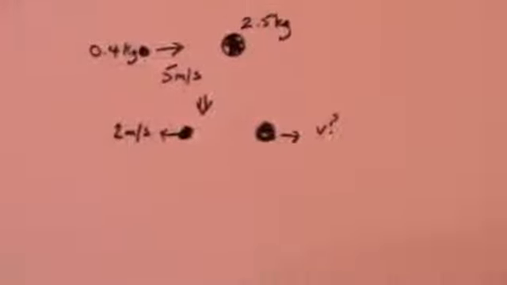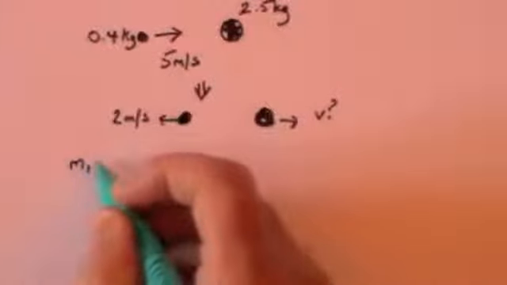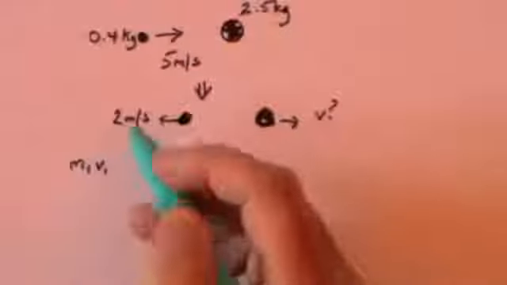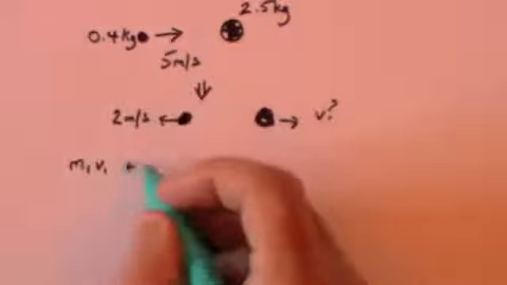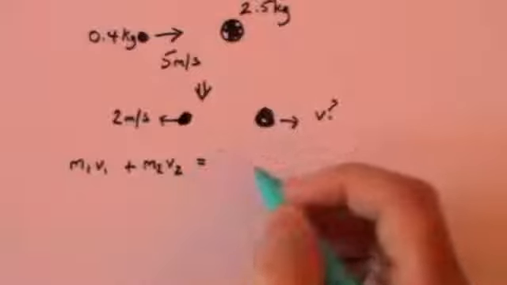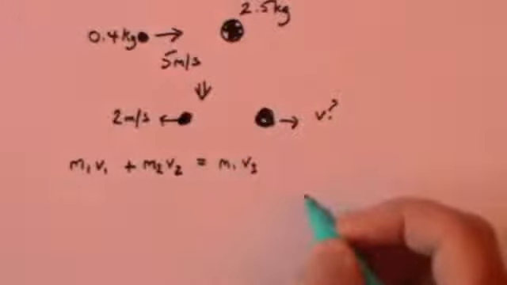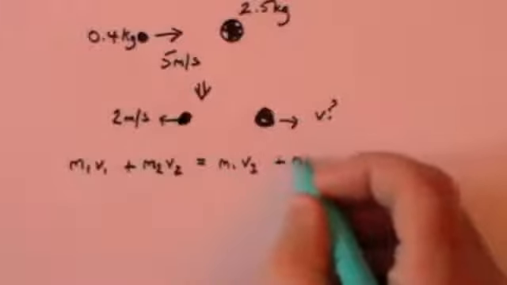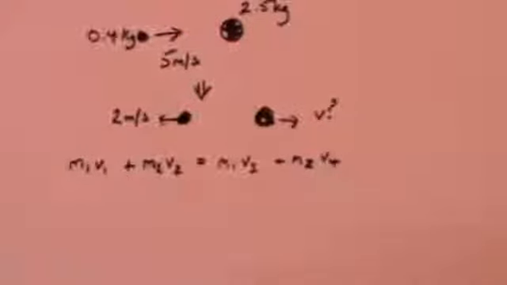Well, we're going to use the conservation of momentum, which says that the momentum before, which is mass 1 times velocity 1, mass of the small ball times its velocity, plus the mass of the large ball times its velocity, is equal to the mass of the small ball times its new velocity after the collision, plus the mass of the large ball times its velocity after the collision.